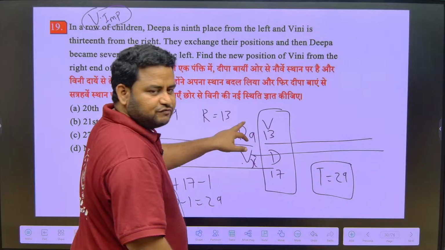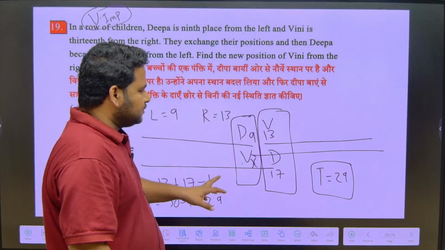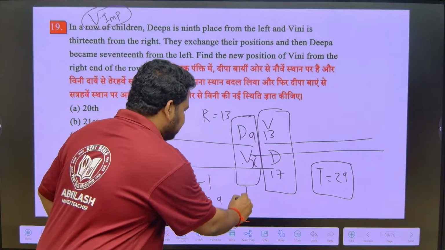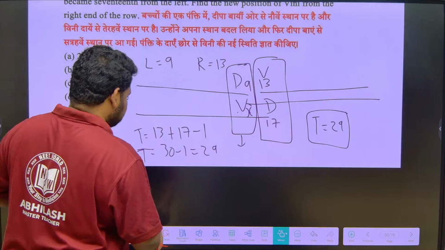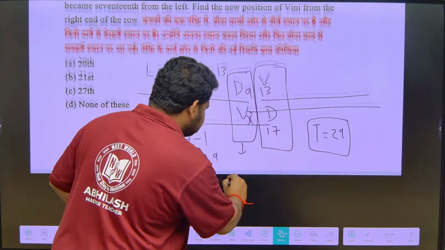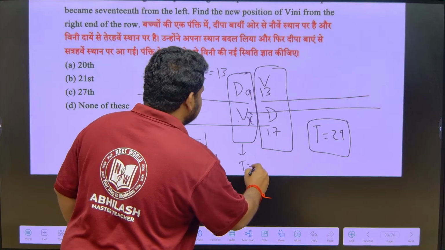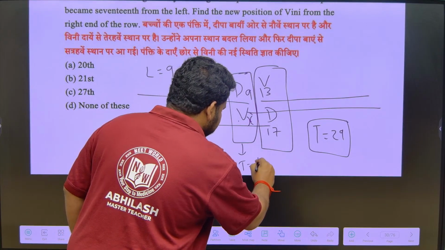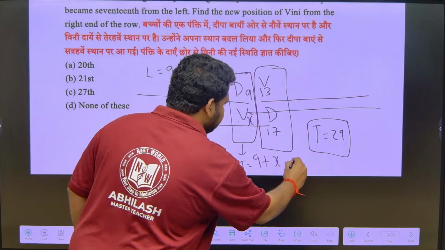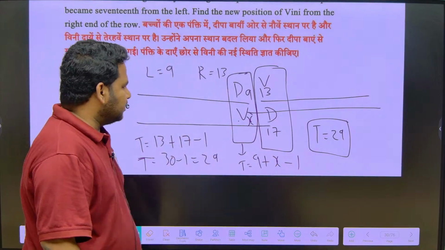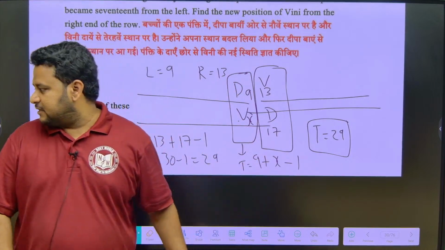Here the position of Deepa is now 9. Now we will use this table and find the new position of Vinny. So how to find it? Total is equal to 9 plus Vinny's position x from the right, minus 1. That is, total is left plus right minus 1.